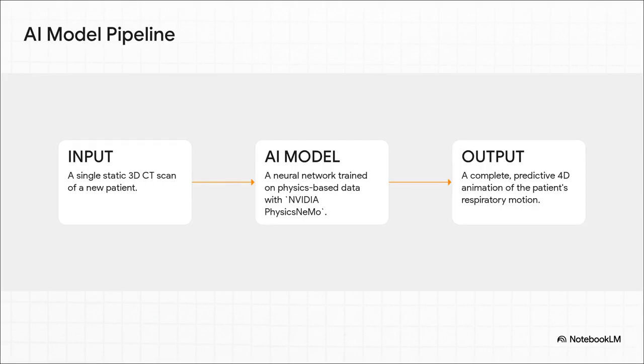So here's how that pipeline actually works. Step 1, you take a single static CT scan from a new patient. Step 2, you feed that image into an AI model that's been trained on all that high-fidelity physics-based data. And because that AI has already learned the universal rules of biomechanics, it can spit out a complete predictive 4D animation of that specific patient's breathing cycle. It's predicting the movie from a single photograph.